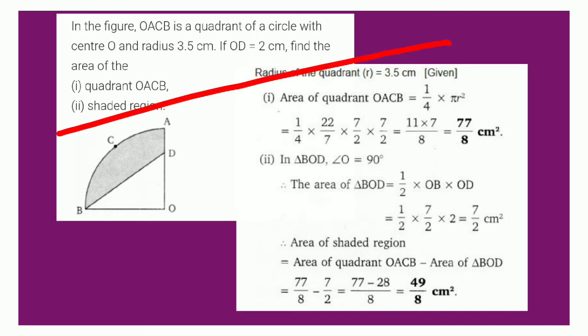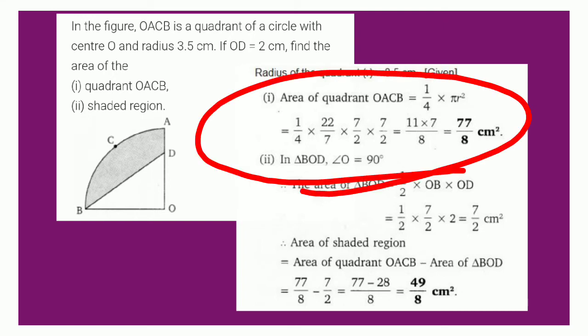The next question, in the figure OACB is a quadrant of a circle with the center O and the radius 3.5 centimeter. If OD is equal to 2 centimeter, find the area of first question quadrant OACB, second question shaded region. Then question is given that radius of the circle, that is 3.5 centimeter. We can write 7 by 2. Okay. Then first we have to find area of the quadrant.